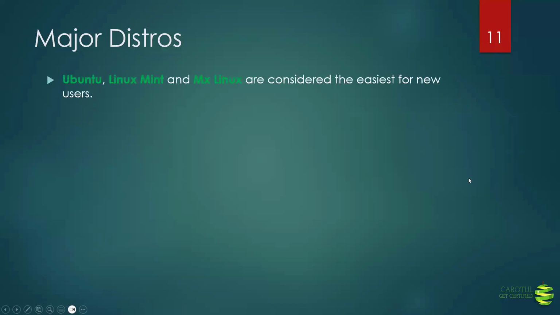For example, you must have heard these names: Ubuntu, Linux Mint, and MX Linux. These are considered the easiest for new users. So if you're new to Linux, these would be a great choice to start with, because they have a nice GUI and very detailed support on the internet. There is documentation. If you get stuck on something in Ubuntu, it is almost guaranteed that there is some document or discussion, some forum on the internet where this problem has been discussed and, more often than not, solved as well.